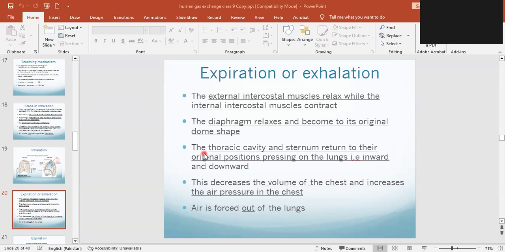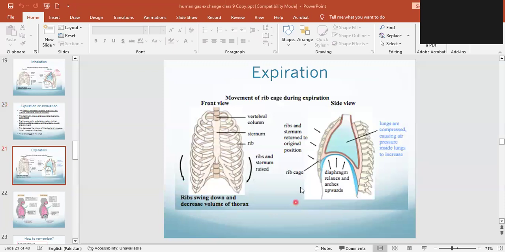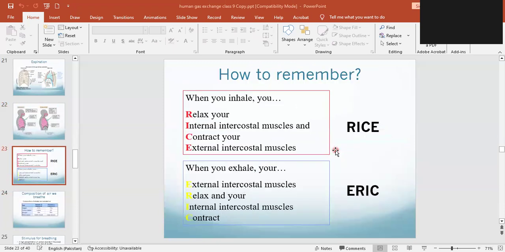And then the air is forced out. This movement of air in and out is also known as ventilation. This is a diagram of the expiration, the exhalation. You can see the chest cavity is now being reduced. The volume of the chest cavity is reduced now.